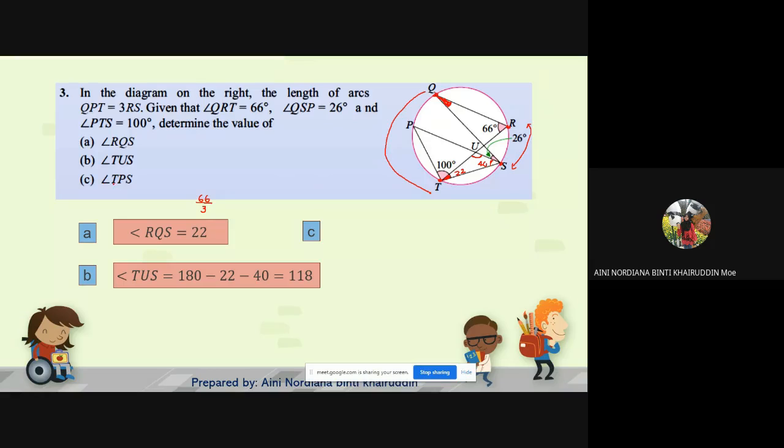For angle C, angle TPS. So how to calculate this angle? You can use triangle PTS, since you know this angle and also this angle. So 180 minus 100 minus 40. So angle at P here is 40.